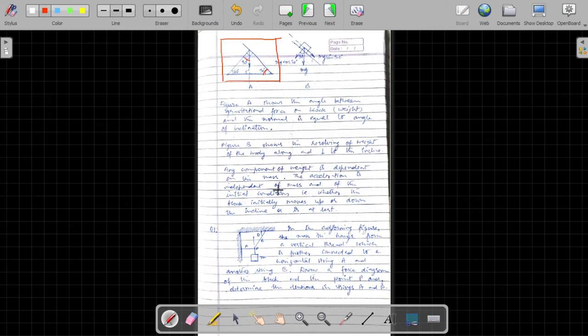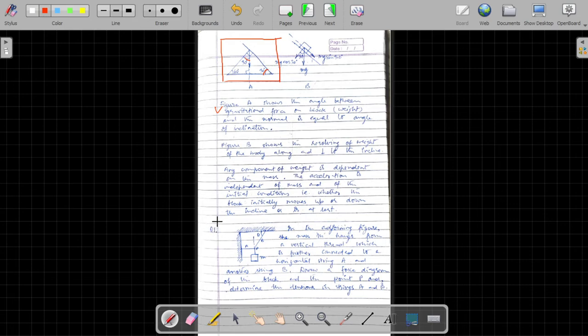Like it is written in the figure, figure A shows the angle between the gravitational force and normal, and figure B shows resolving the weight along and perpendicular to the incline. Any component of weight is dependent on the mass. The acceleration is independent of mass and of the initial conditions, that is, whether the block initially moves up or down. That is pretty good to remember: whether the block is moving up or down, or whatever the motion of the block may be, the acceleration of the block is not going to be affected.